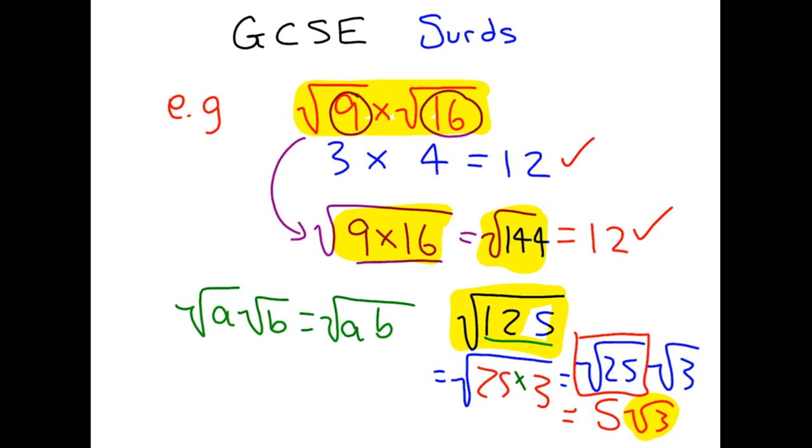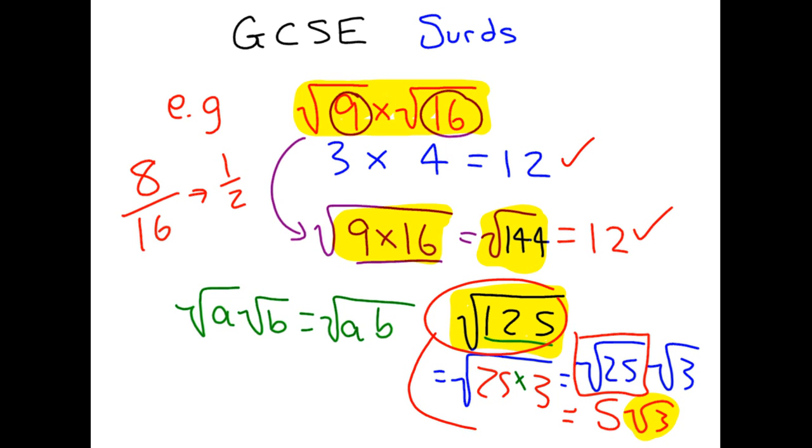root of 125. It's a little bit like simplifying fractions. You wouldn't leave a fraction as 8 over 16. You would generally divide by 8 and put it as a half. It's very much like that. You wouldn't leave a surd as the square root of 125. You would simplify and write 5 root 5. Okay? That's called simplifying surds.